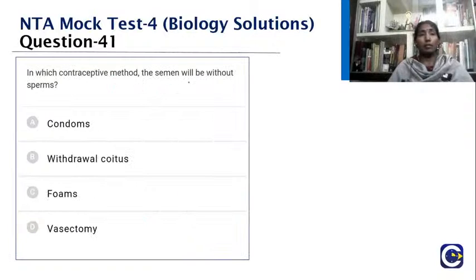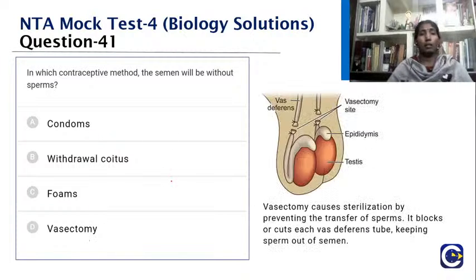In which contraceptive method will the semen be without sperm? Condom, withdrawal coitus, foams, vasectomy. During intercourse the semen will definitely be ejaculated. So in which of these will the sperm not be there? With a condom, withdrawal coitus or foams, there will definitely be semen, except in vasectomy. Vasectomy is a permanent contraceptive method done in males, where sterilization is achieved by preventing the transfer of sperm. They cut the vas deferens and tie it up, so that the sperm will not reach the penile organ. So that is vasectomy.